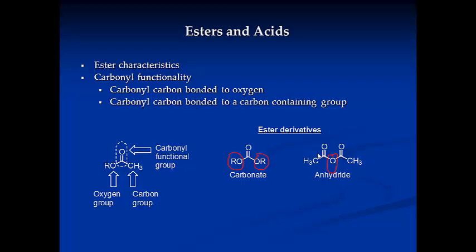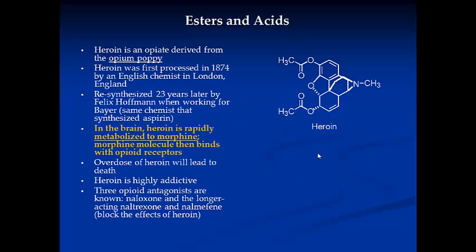Alright, so knowing this, let's look at some practical applications and look at some places where we can find some esters and some acids. Again, if you look at this compound here, this is heroin. This is the actual structure of the drug heroin. It's derived from the opium poppy, and was first processed in 1874 and then resynthesized 23 years later, in 1897, by Felix Hoffman while he was working for Bayer. And this is the same chemist, Felix Hoffman, that synthesized aspirin.